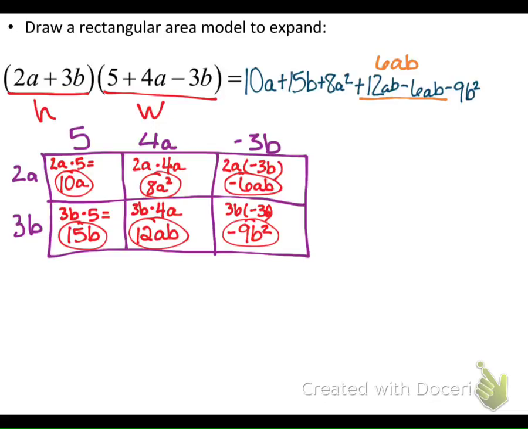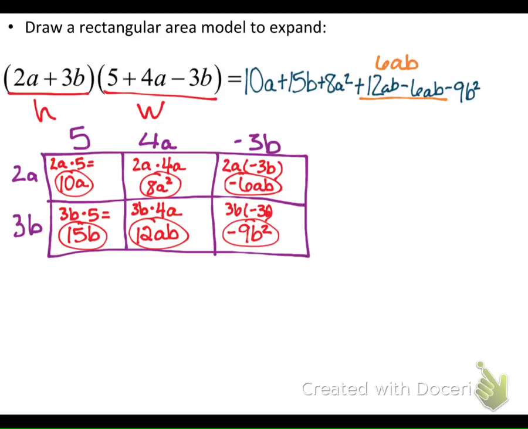So if I wrote 10A plus 15B plus 8A squared plus 6AB minus 9B squared, would that be my final answer? No. Why would it not be my final answer? Remember what our bottom notes said when we took notes? They said that we had to put them in alphabetical order and we had to have our exponents going from largest to smallest, right?